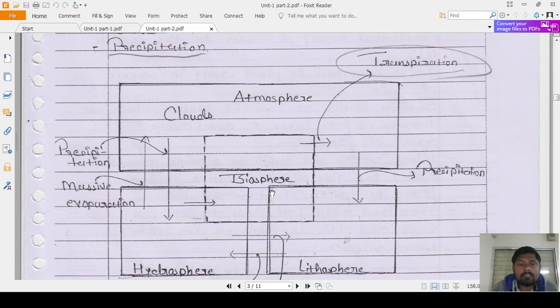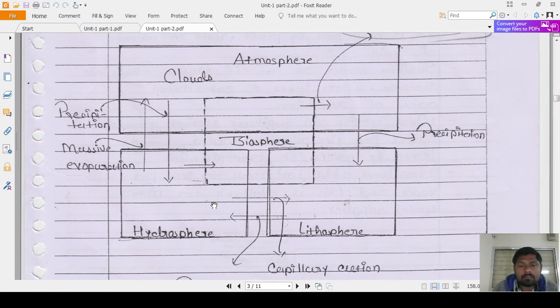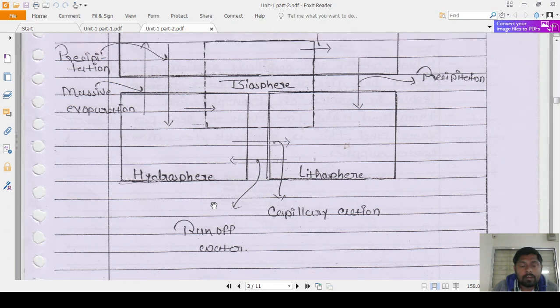Here is the diagram of the hydrological cycle. That is the runoff of water. Here is the hydrosphere and the lithosphere, the runoff, the capillary action. The circulation of water from lithosphere to hydrosphere and hydrosphere to lithosphere, the process by which water circulates between hydrosphere and lithosphere, is called capillary action.